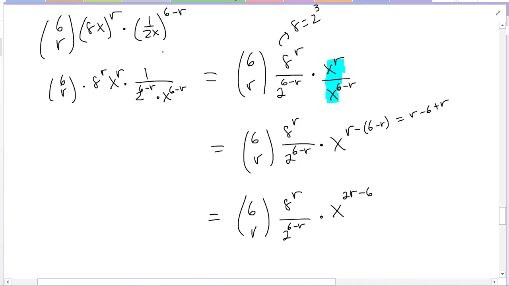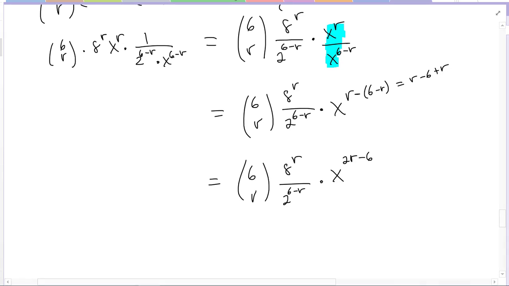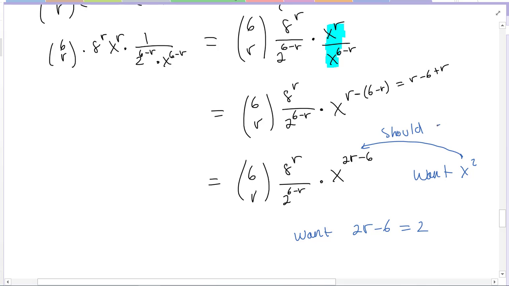And now we are in good shape because I've isolated my x term. And remember, we're looking for x squared. So we want to have x squared. So that means that what I want is for 2r minus 6 to be equal to 2. Okay, so I want those exponents to be the same. And solve for r. So add 6 to both sides. So 2r equals 8, which means that r is 4.